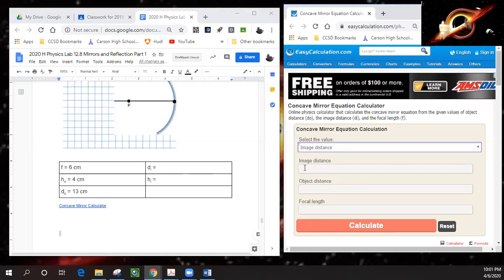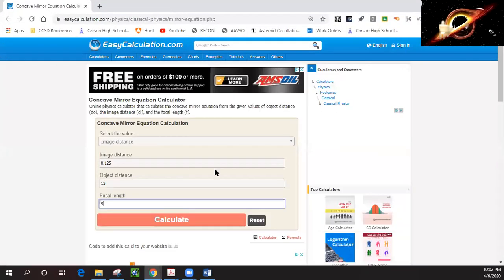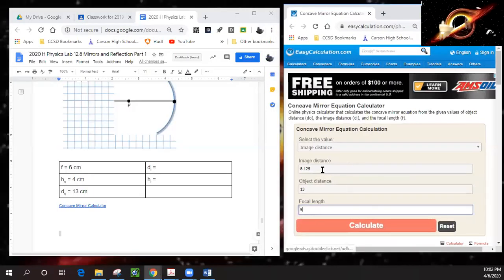Now, do I have the image distance here? Okay, and actually I do. The image distance is what we want to find. The object distance is 13, and we think it's in centimeters. The focal length we know is 6, right? And it calculates it for us automatically. Let's see if it's in centimeters here. Well, I think it's going to be in the units that we give it. So if this is 13 centimeters, and this is 5 centimeters, there's the image distance, 8.125.